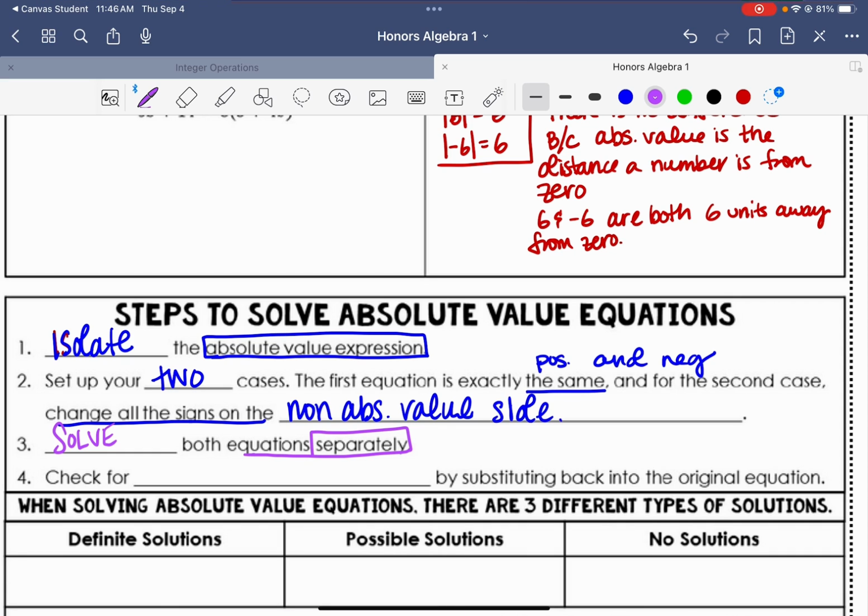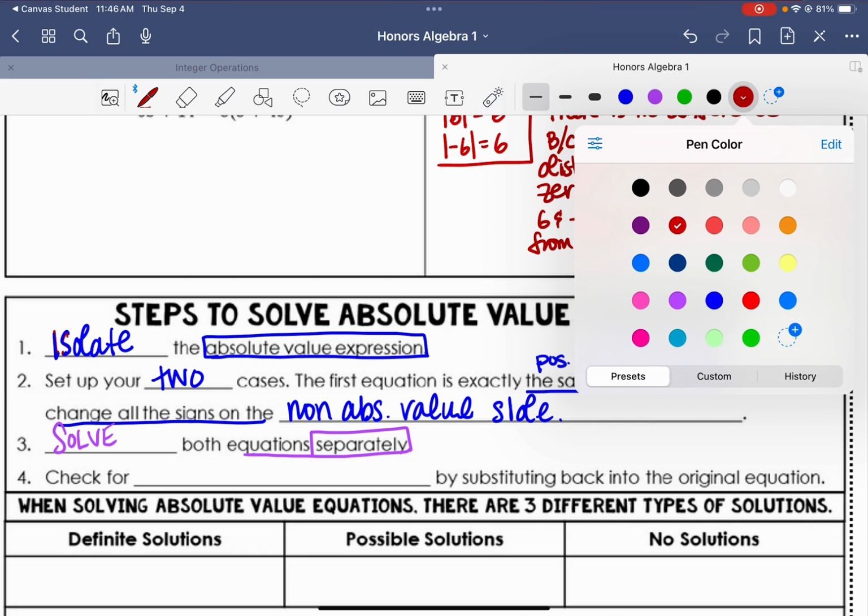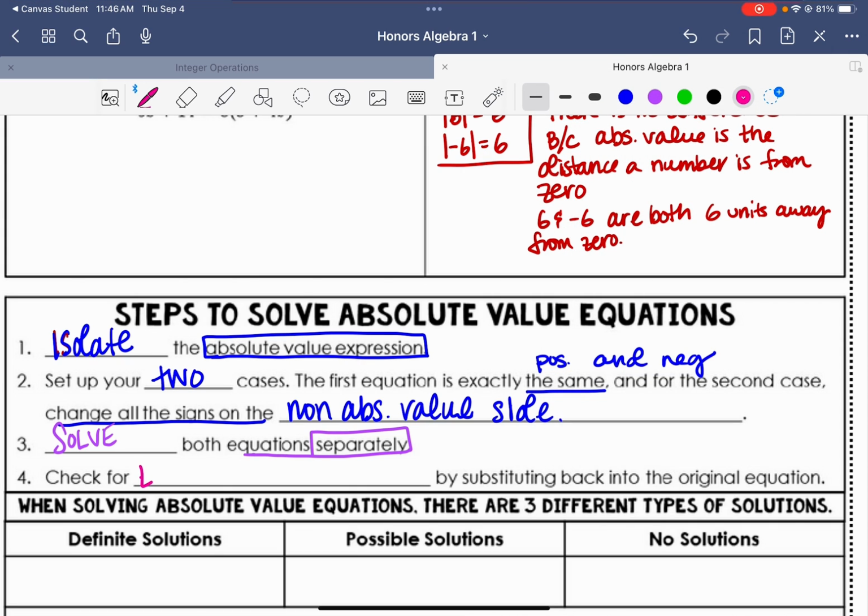But what we also have to think about, and this is new vocabulary for you guys, is we have to check for extraneous solutions. Those are found by substituting back into the original equation. That's the original absolute value equation. Okay, and that's what we're going to look for, to see if one of our, or if both of our examples are even possible. And so we'll talk about what that means right here.